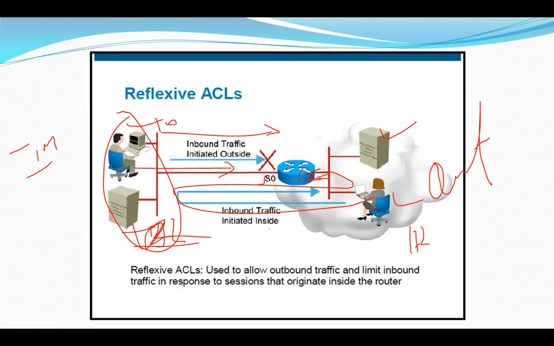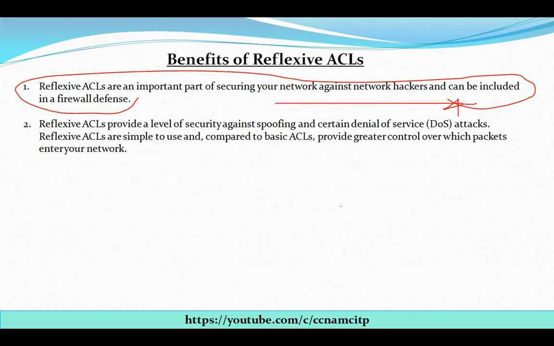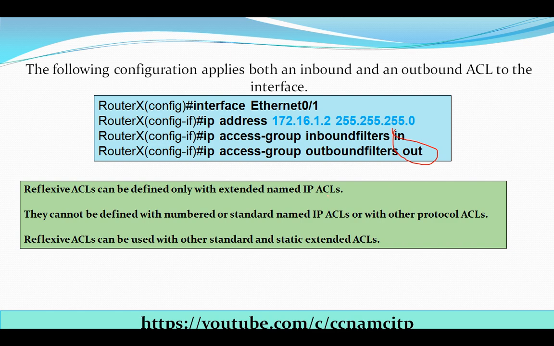Here I have not taken it like that. If I connect any switch here and make a LAN, then I can use that interface. So for example only, I tried to make it like this. And now what will happen here? Reflexive ACL can be defined only with extended named IP ACLs. They cannot be defined with numbered or standard named IP ACLs or with other protocol ACLs. Flexible ACL can be used with other standard and static extended ACLs.